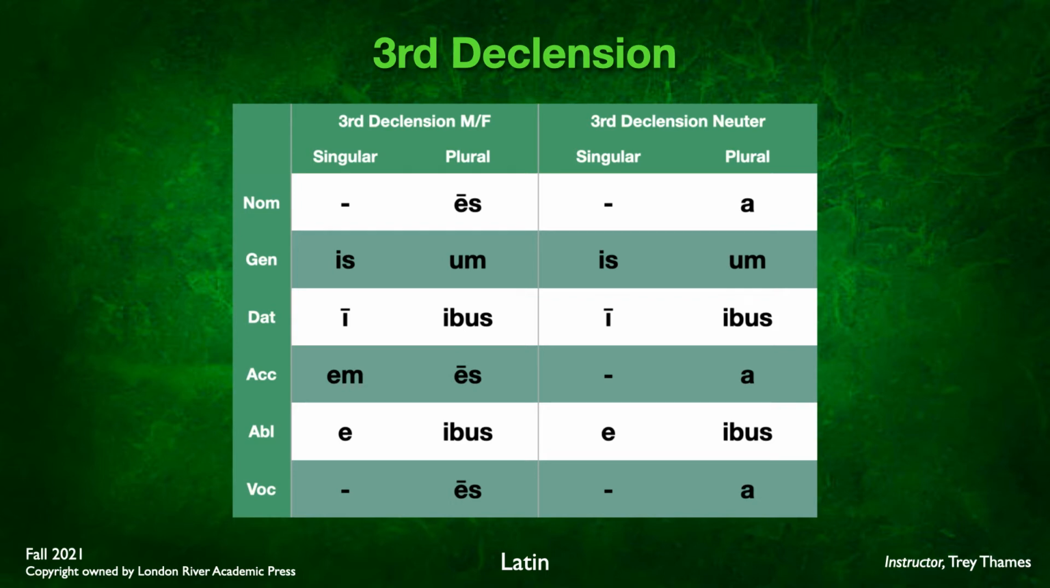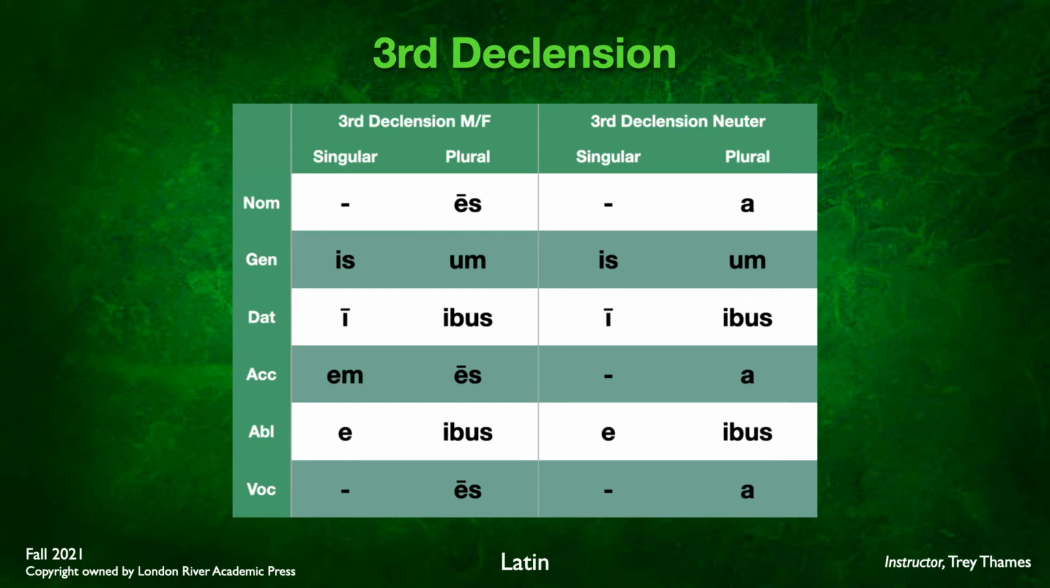So the chant goes something like this. Blank, is, ī, blank, e. And then here in the plural, the nominative plural is an a, and because of the neuter rule and the vocative rule, whatever's in the nominative has to also be in the accusative and the vocative. You also see this a in the vocative and accusative plurals. So once again, starting in the singular: blank, is, ī, blank, e, a, um, ibus, a, ibus. And those are our third declension noun endings.